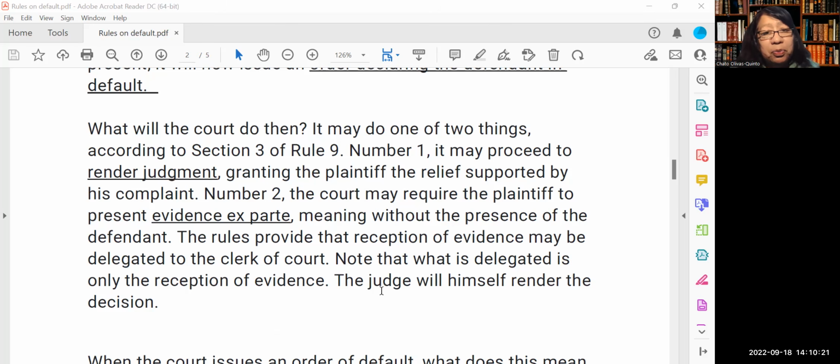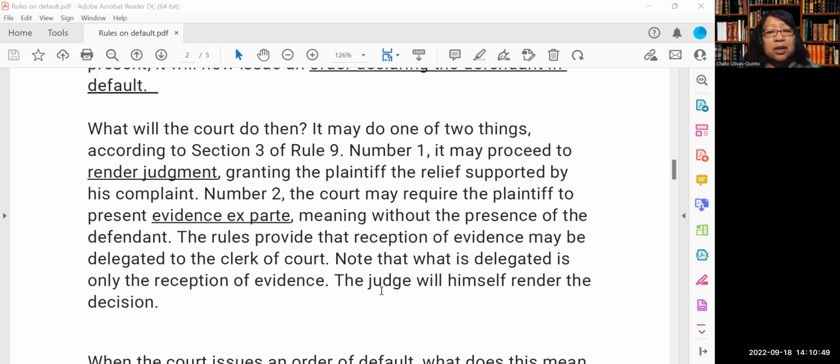Okay? In my experience as a litigation attorney for more than 30 years, palaging nagre-require ang court ng evidence presentation by the plaintiff ex parte. Now, the rules provide that the reception of evidence may be delegated by the judge to the clerk of court. But note, what is delegated is only the reception of evidence, not decision-making, because the judge will be the one to render the decision.